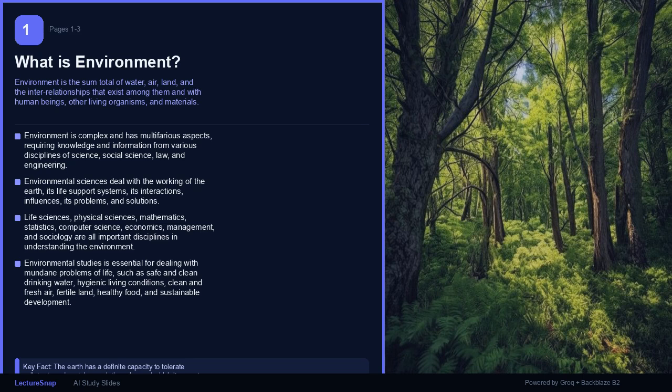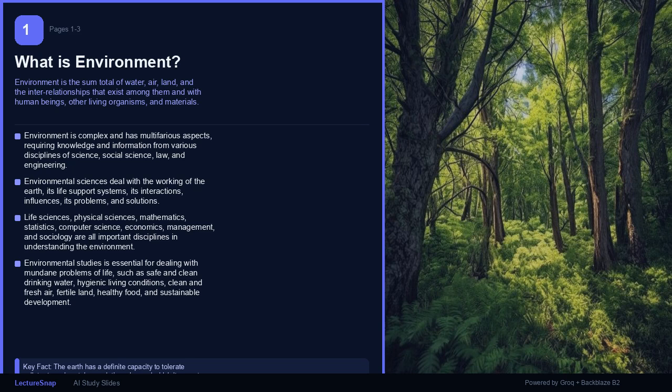So, let's start with the basics. What do you think the environment means? You might have an idea of what it is, but let's break it down together. The environment is essentially the sum total of water, air, land, and the interrelationships that exist among them and with human beings, other living organisms, and materials. It's a complex system that requires knowledge and information from various disciplines like science, social science, law, and engineering.